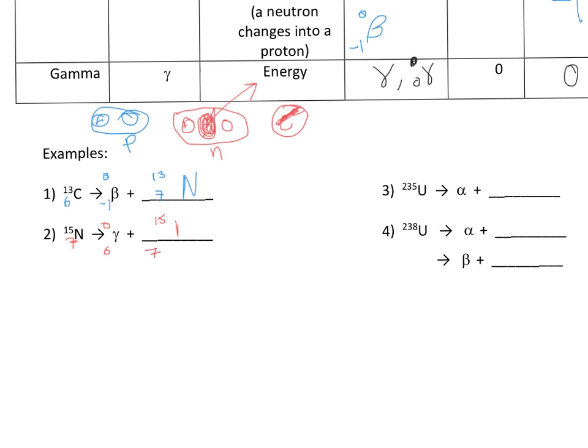And so that would be nitrogen-15 again. So in this case, my atom didn't change. It just lost some energy, and that energy is in the form of radiation. Let's move on to the next one.